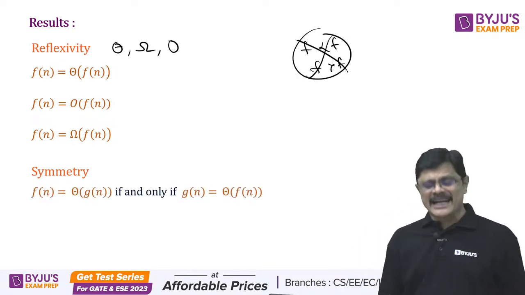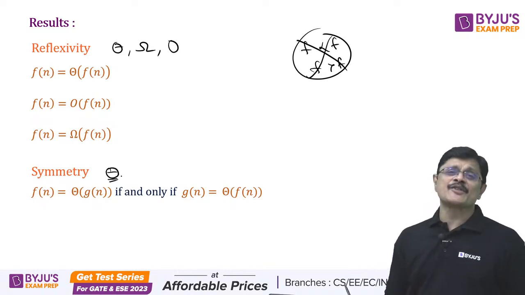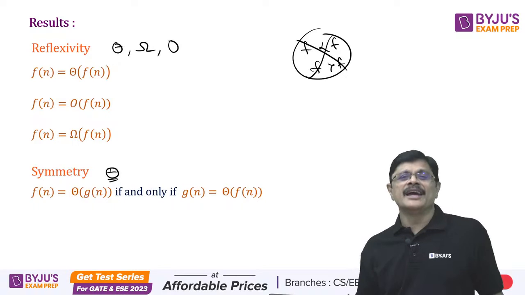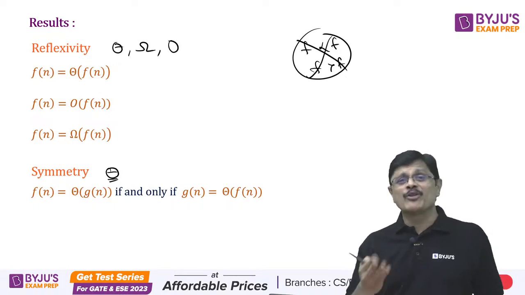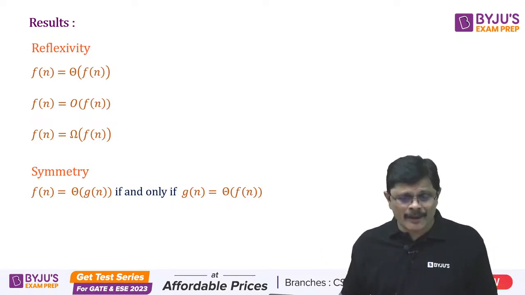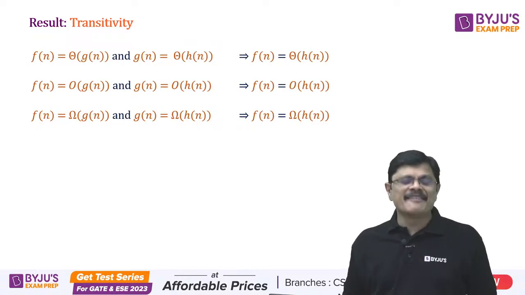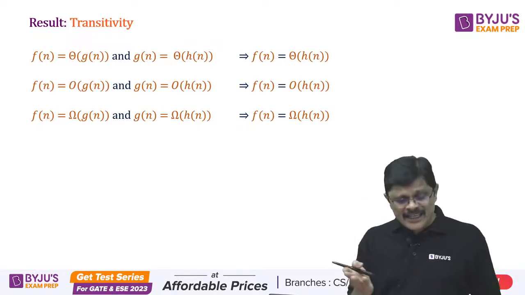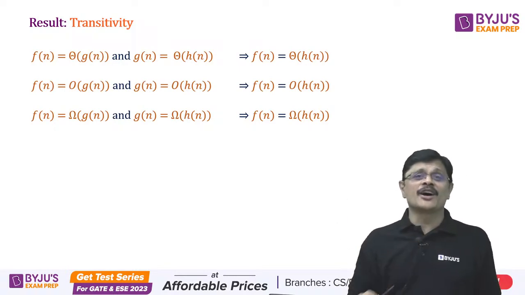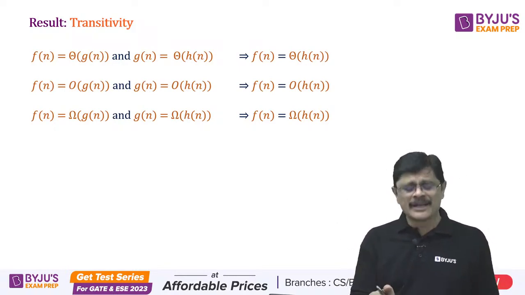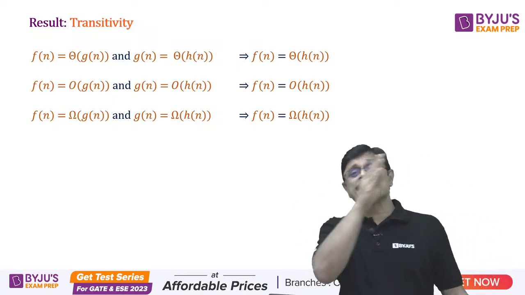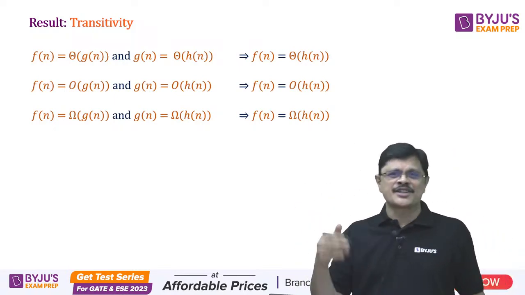Similarly, symmetry is satisfied only for theta, sir. If f(n) is big theta of g(n), then g(n) is big theta of f(n). But you cannot do it for big O, big omega, small o, small omega, my dear friends. Transitivity means if A is related to B, and B is related to C, then A is related to C. That is the transitive property.